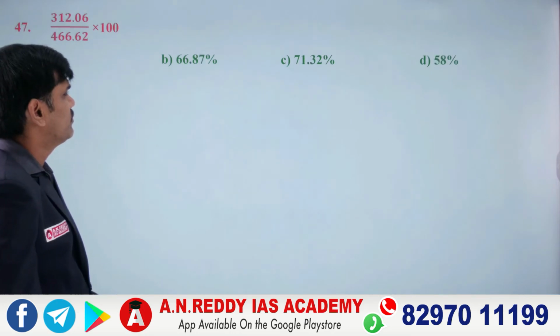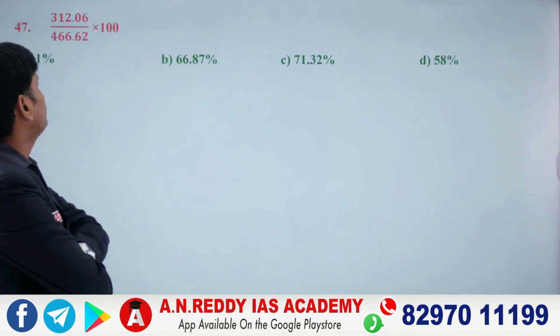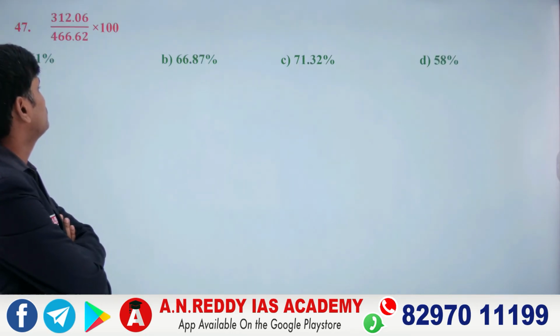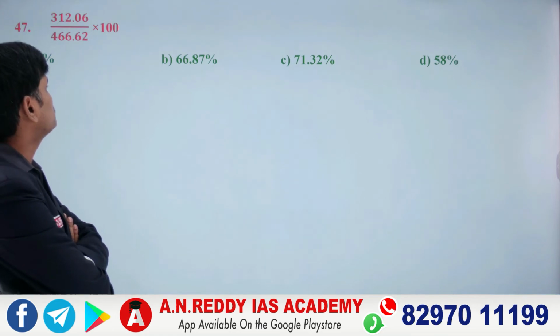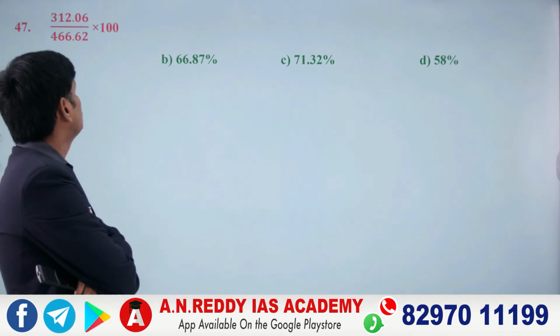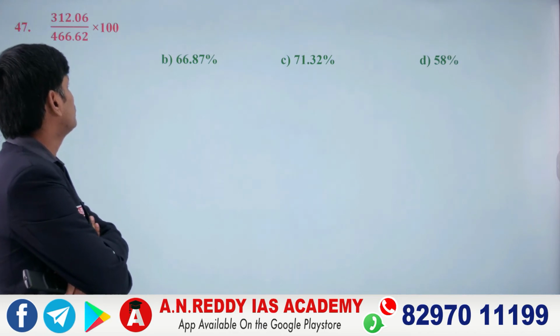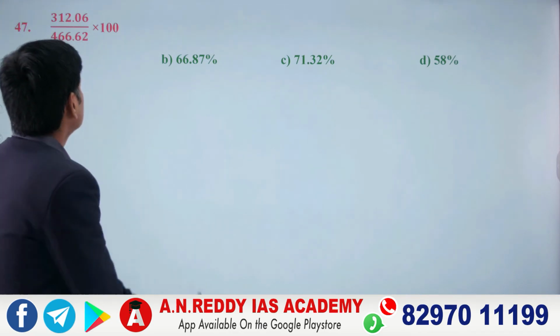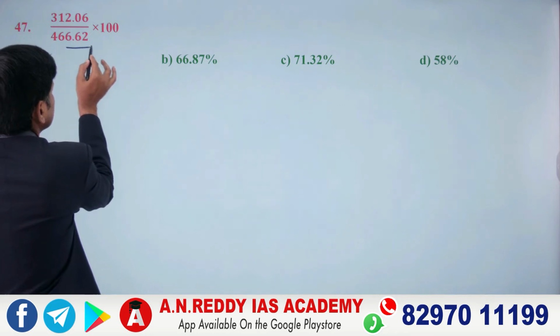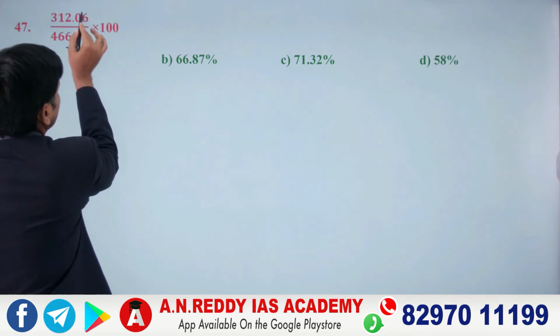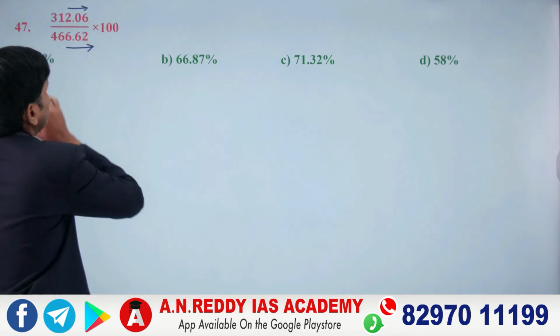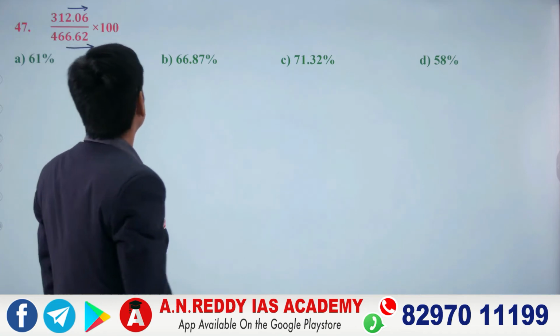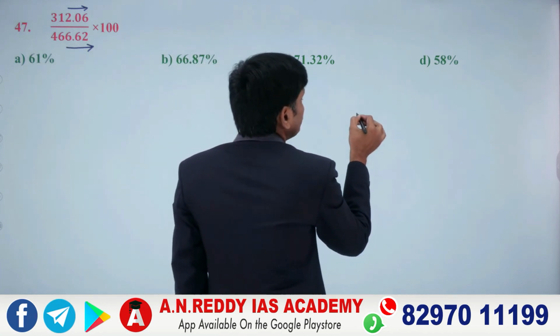Next, problem number 47. 312.06 by 466.62 into 100. So 312.06 by 466.62 into 100. Okay. So here let's try to remove the decimals. You are moving the decimal by 2 places to the right, at the top as well as at the bottom. So that is fine.